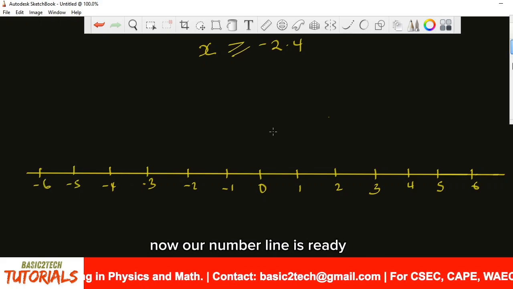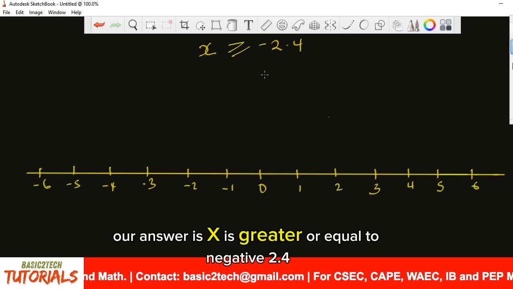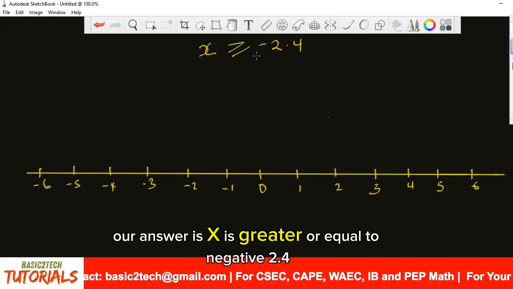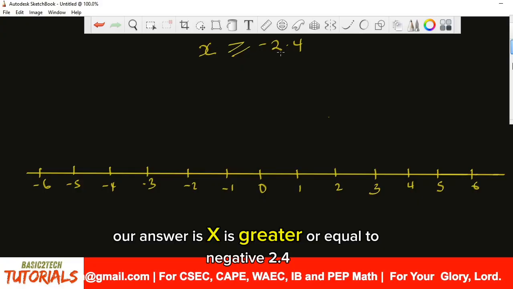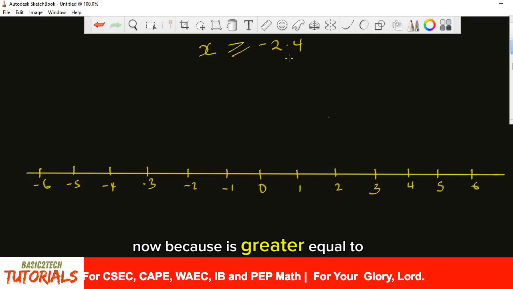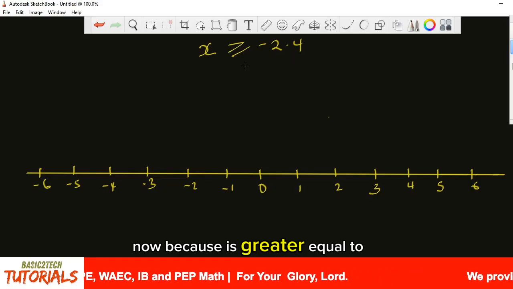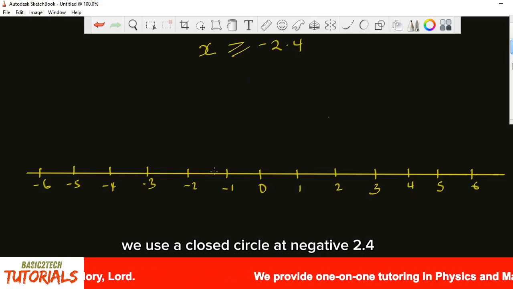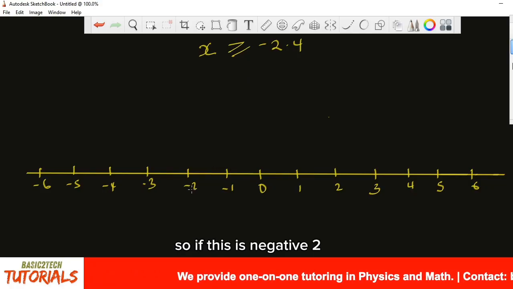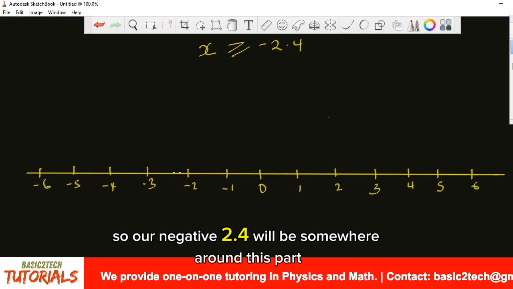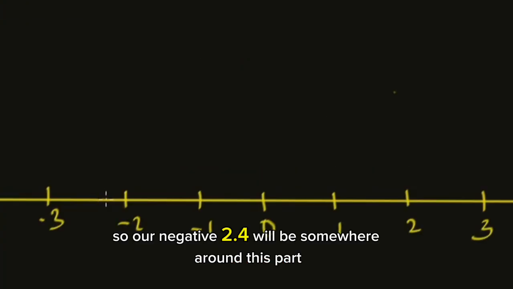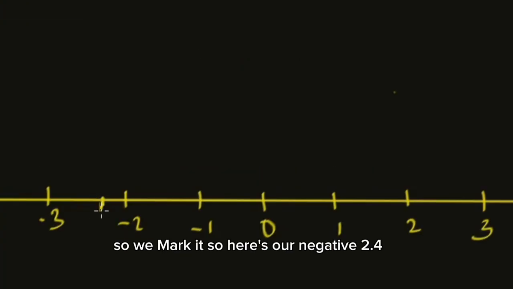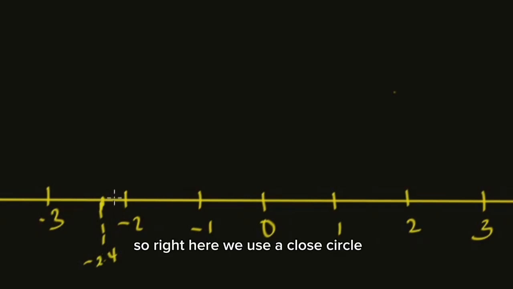Now our number line is ready. Our answer is x is greater than or equal to negative 2.4. Now, because it's greater than or equal to, we use a closed circle at negative 2.4. So if this is negative 2, our negative 2.4 will be somewhere around this part. So we'll mark it. So here's our negative 2.4. So right here, we use our closed circle.